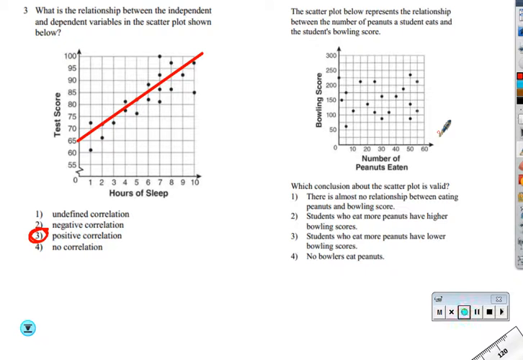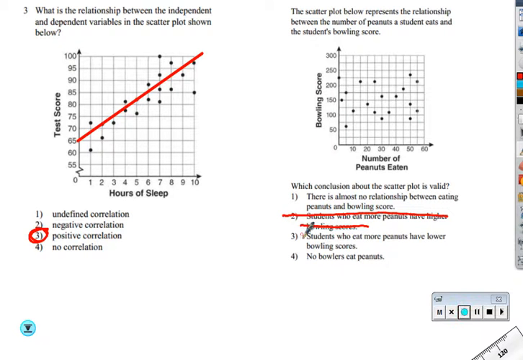1. There is almost no relationship between eating peanuts and bowling score. We'll go back to that one. 2. Students who eat more peanuts have higher bowling scores. Well, that's not true. We can see that students who eat many peanuts also have low as well as high bowling scores. So this is false.